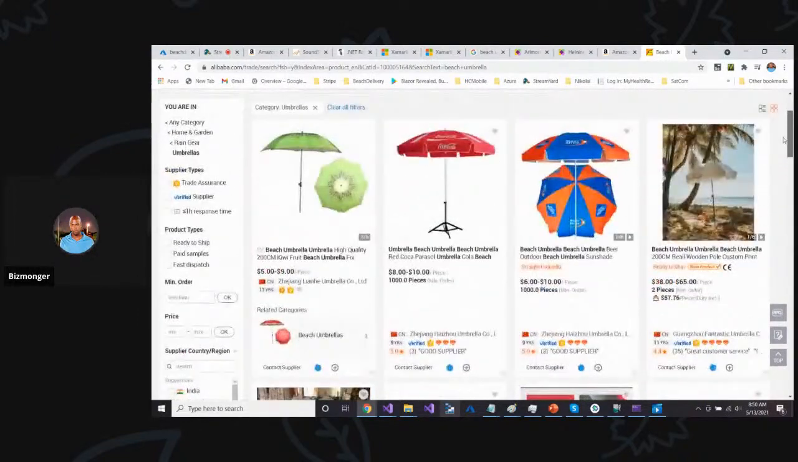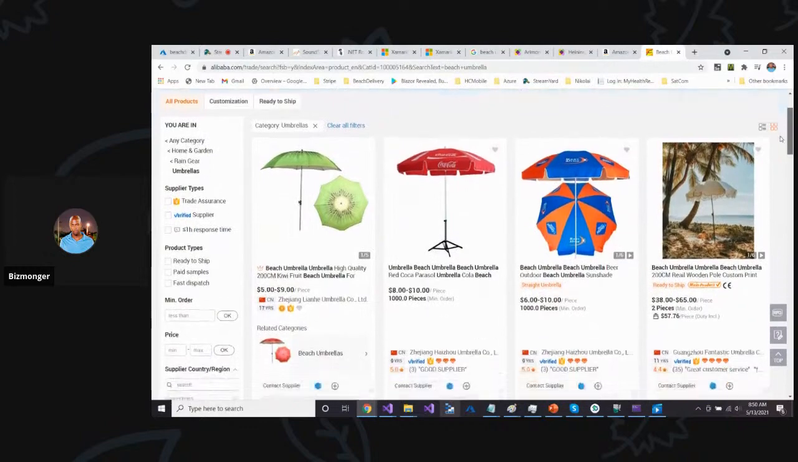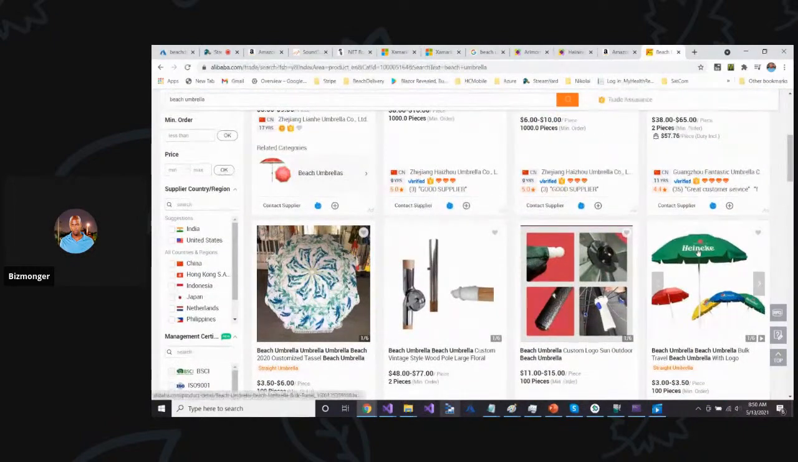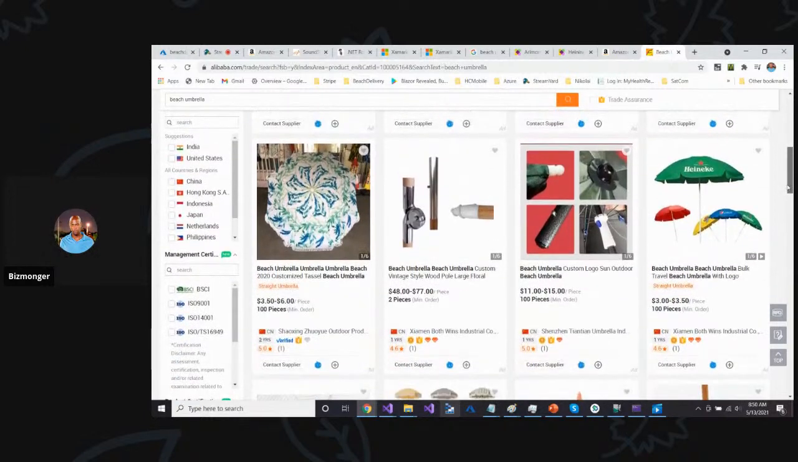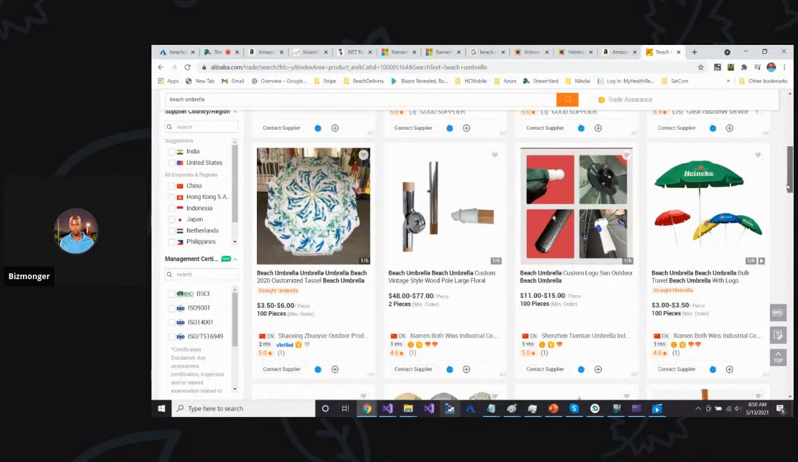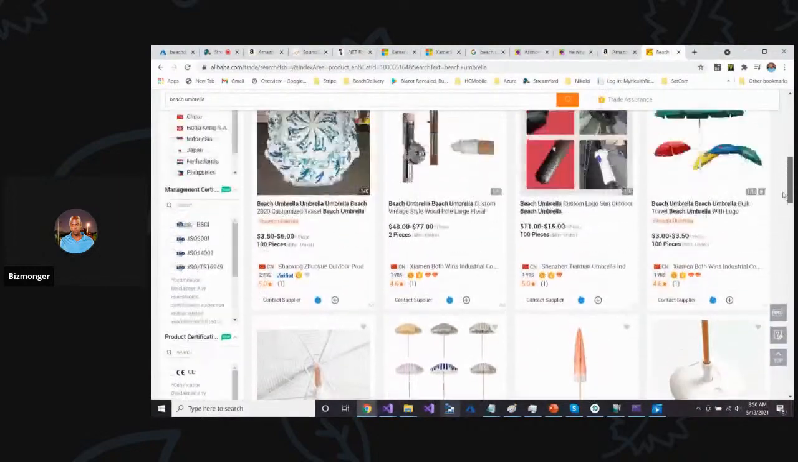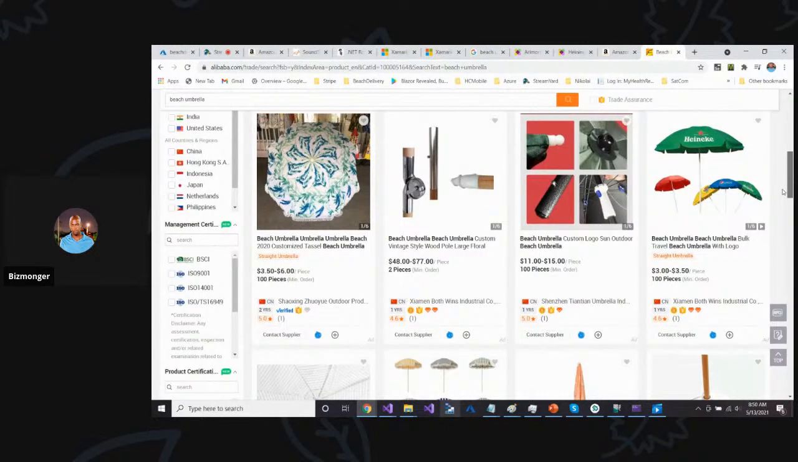So the thought process is get an umbrella and then get a logo for my business so that it advertises itself. So instead of Heineken or whatever, it'll say Beach Delivery App. And it just advertises itself. I think that's the simplest way of marketing. As people come on the beach, they see it. I'm surprised it took me this long to figure it out.